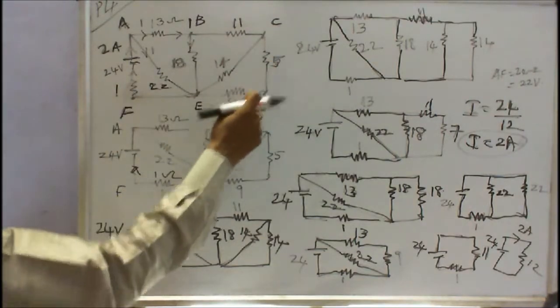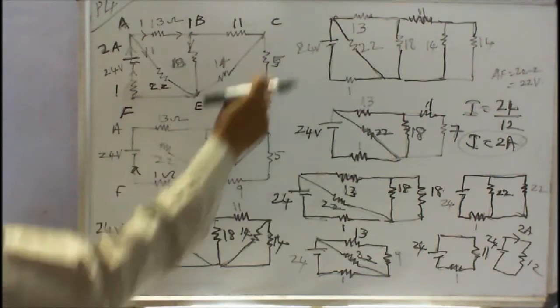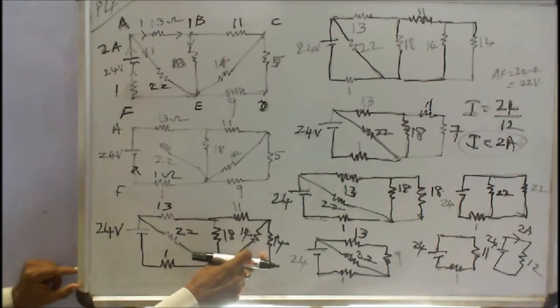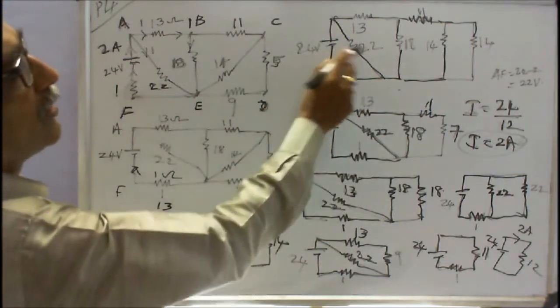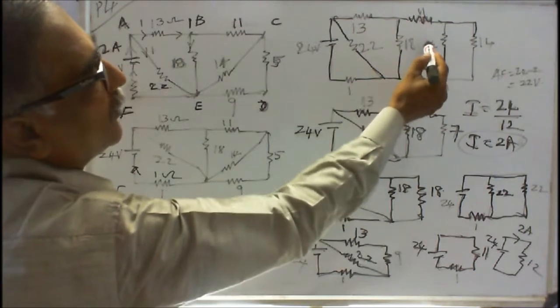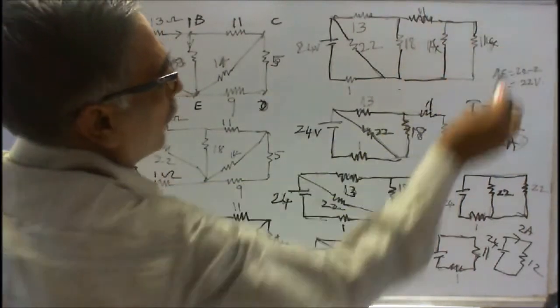Now these two resistances are in series. 9 and 5 are in series, so 9 plus 5 is equal to 14. 9 by 14, these two resistances are in parallel. I can redraw the diagram like this. This is 22, this is 1, 13, 18, 11, 14 and 14. This is 14 and this is also 14.